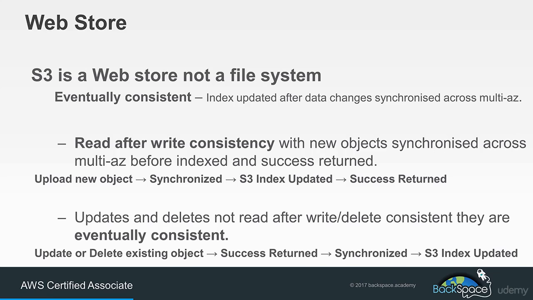Now, the other difference is when you are updating or deleting an existing object. So they're not read after write or read after delete consistent. What will happen is that you will have an API call to update or delete an existing object. After that object has been uploaded, the success callback will be sent back from that API call. And then after that, it will be synchronized across multiple availability zones, and then the S3 index will be updated.